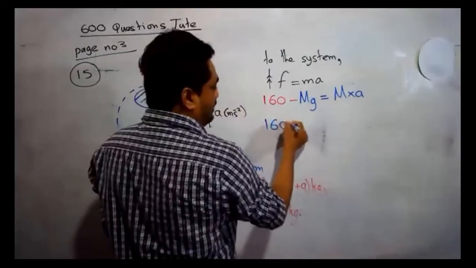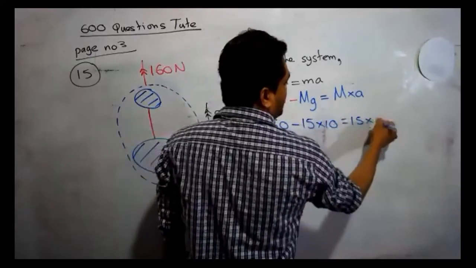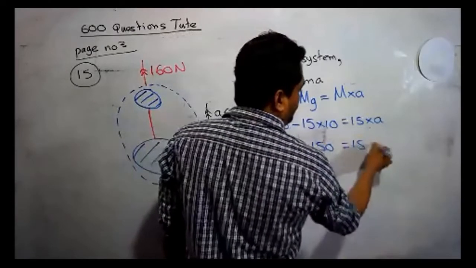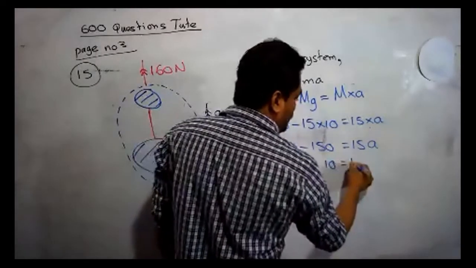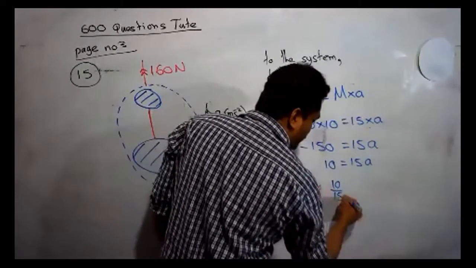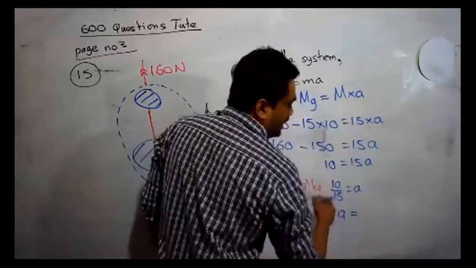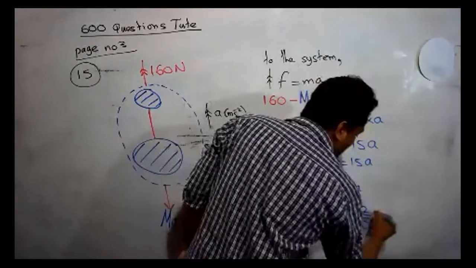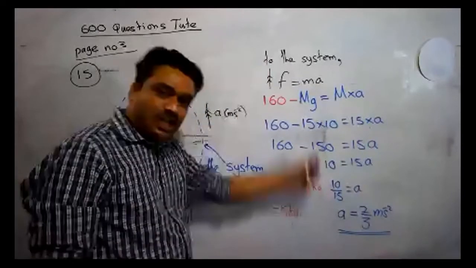Right. 160 minus capital M, 15. g is 10. This is 15. Acceleration is simple a. 160 minus 150 equals 15 times a. 160 minus 150 is 10, equals 15a. If you take 15 to this side, you get 10 divided by 15 equals a. 10 divided by 5 is 2, 15 divided by 5 is 3. So acceleration is 2 by 3 meter per second squared. Complete it.